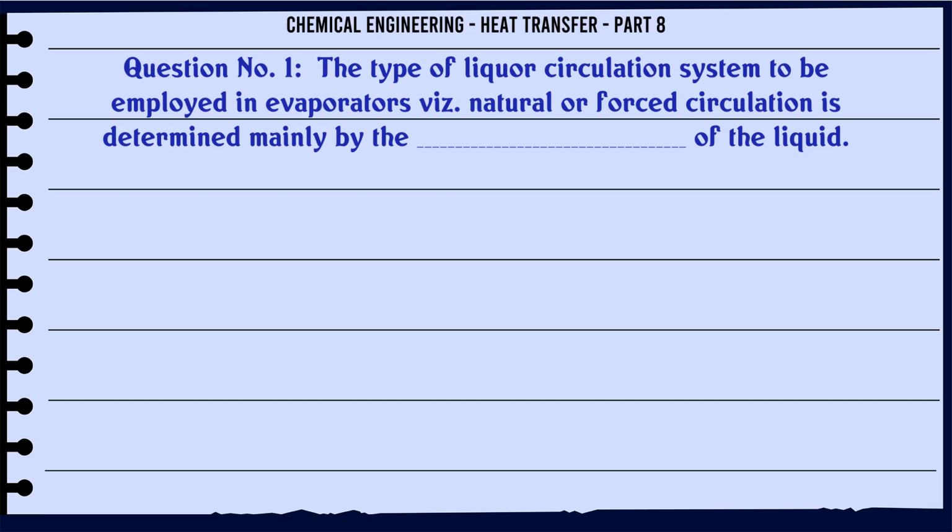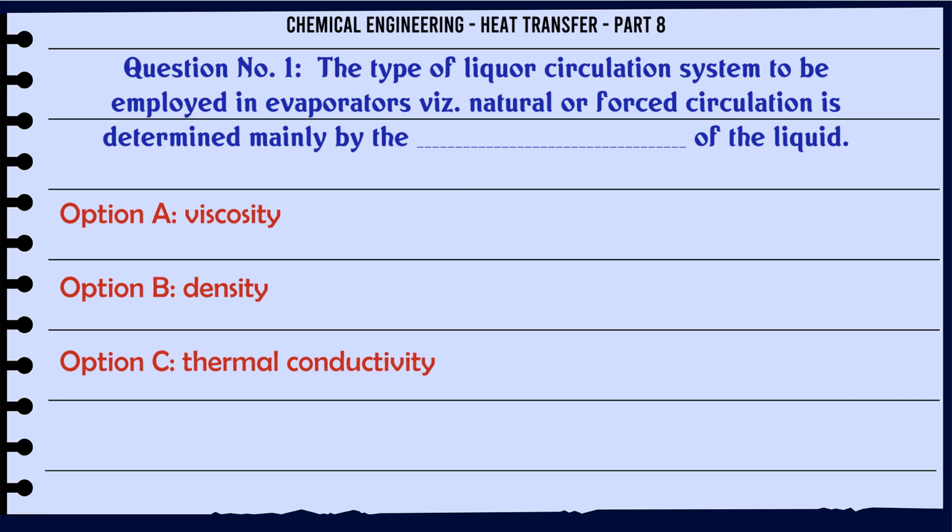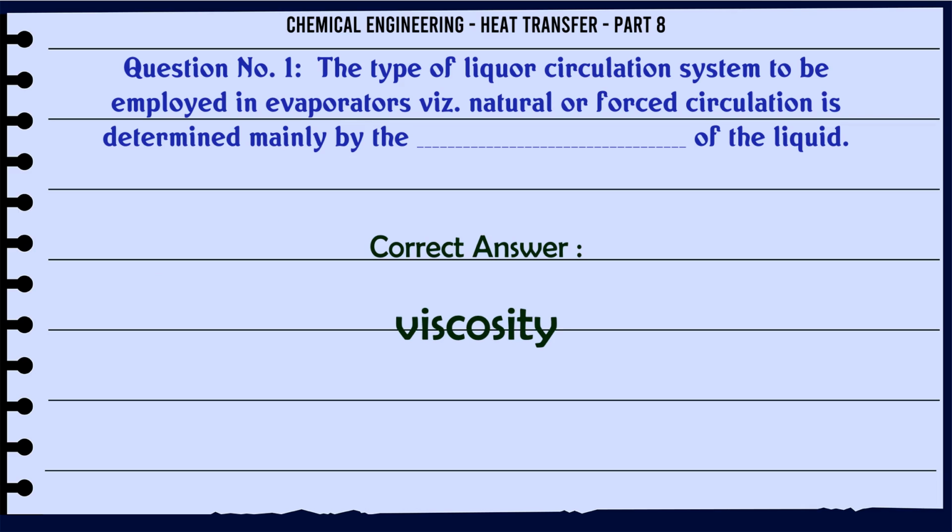The type of liquor circulation system to be employed in evaporators with natural or forced circulation is determined mainly by the of the liquid. A. Viscosity. B. Density. C. Thermal conductivity. D. Corrosive nature. The correct answer is viscosity.